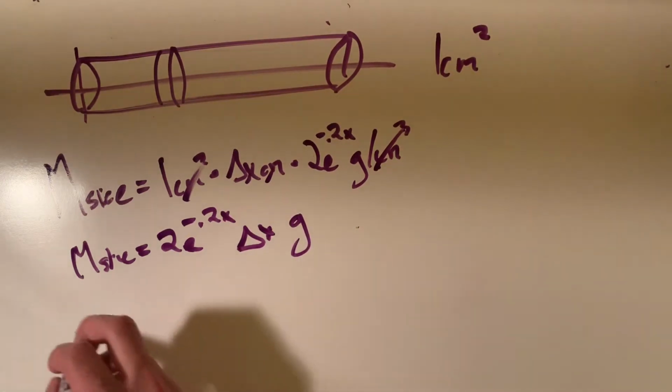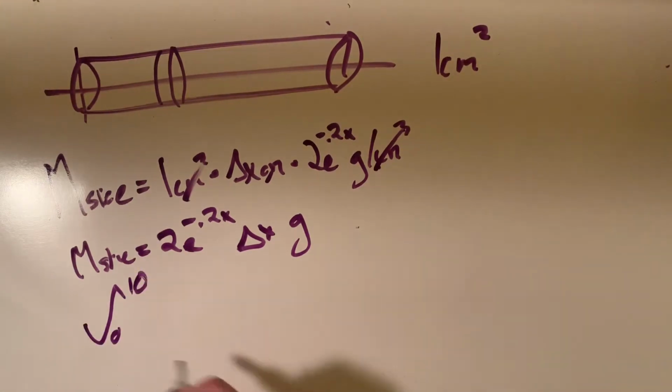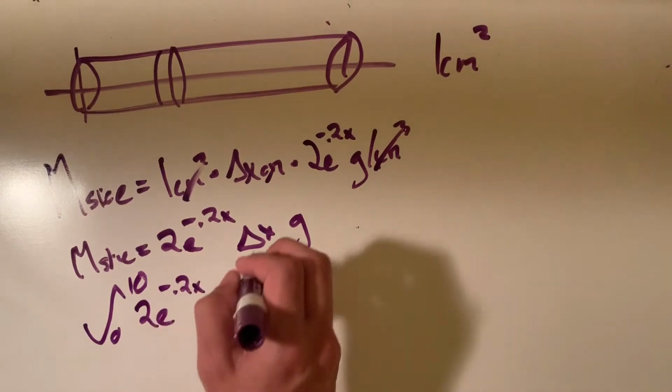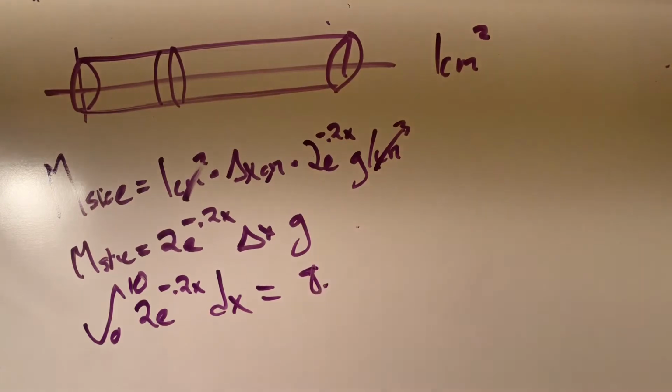grams. Now when we integrate that, we get from 0 to 10, because we're doing the whole 10 centimeters of the rod, 2e to the negative 0.2x dx with respect to x, and like we said before, that equals 8.65 grams, because mass is in grams.